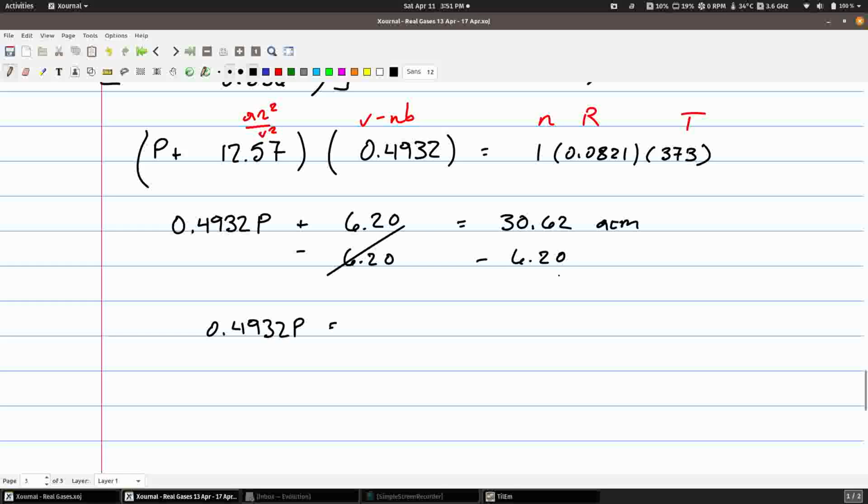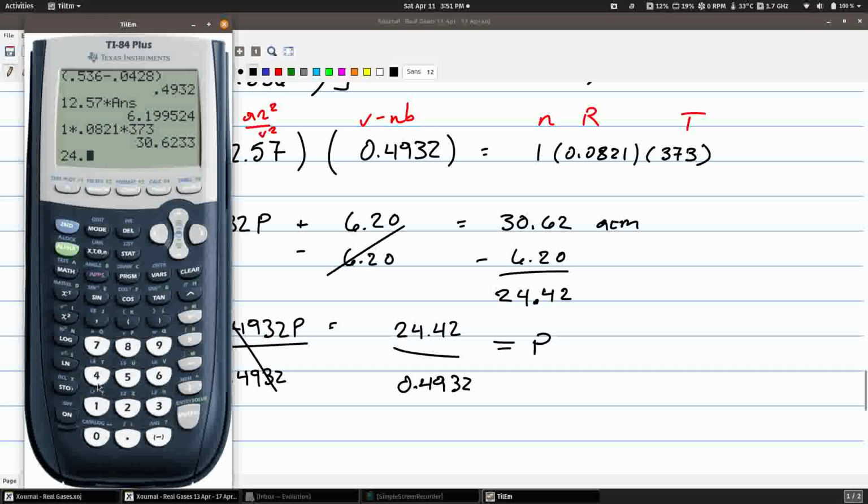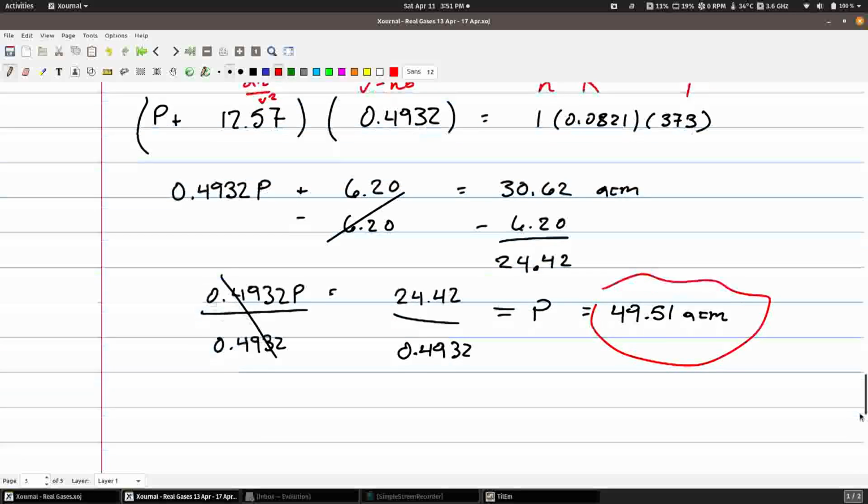So we have 24.42. And then this is how we're going to figure out what our pressure is. We divide out 0.4932, and then this is going to be equal to P. Let's do it in the calculator. So that's going to give us a pressure of about 49.51 atmospheres. So this was with the van der Waals equation, which compared with 57.1, that's quite a big difference.